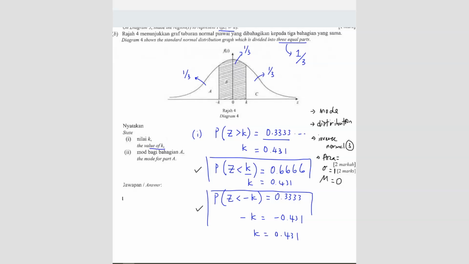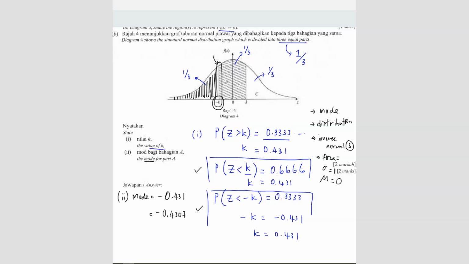Alright, question 2. State the mode for part A. So part A is here, right? What is mode? Mode is the number with the highest frequency, correct? All these are different frequencies. Here is the low end, here is the higher end. So the highest frequency for part A is going to be here. What is the value with the highest frequency? Negative k, which you already found. So negative 0.431. Or if you use the calculator, your answer will be negative 0.4307. These two answers will do.